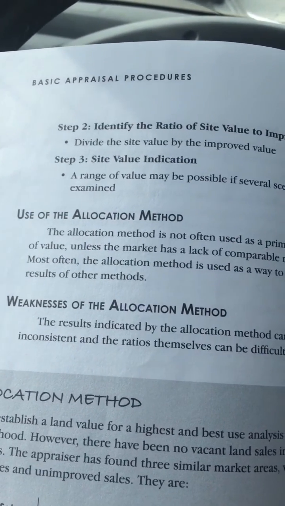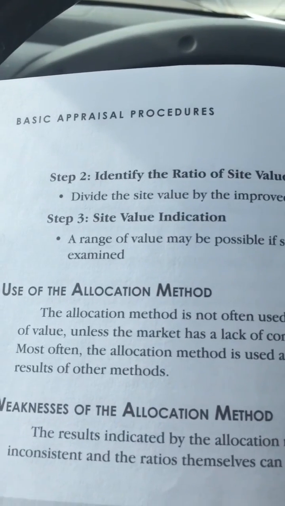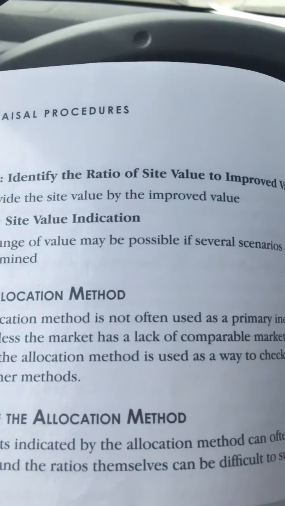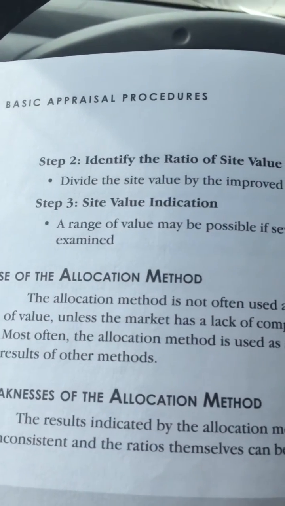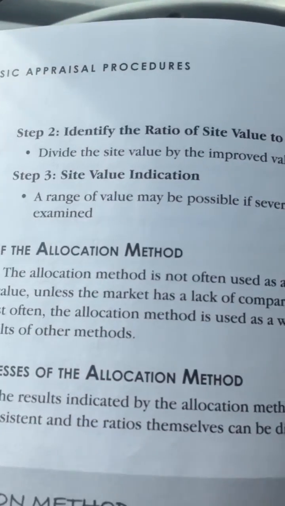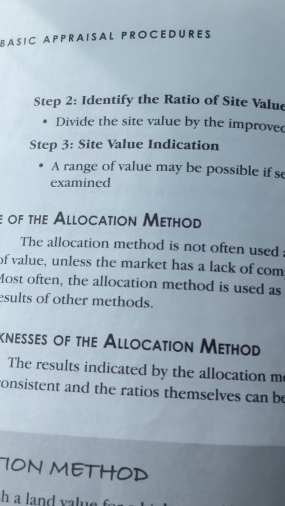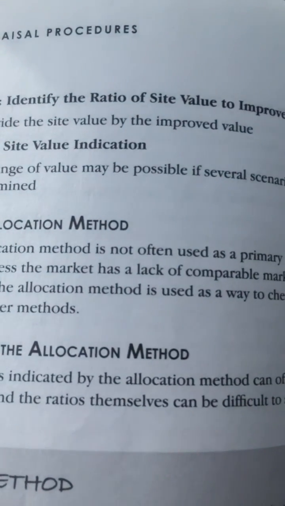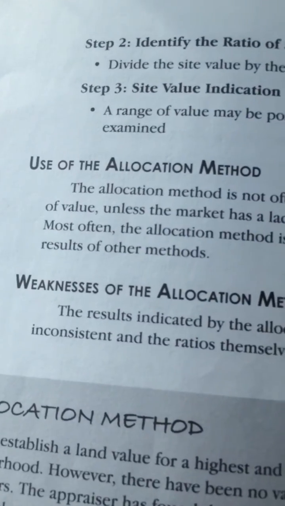Basic appraisal procedures, page 142. Step 2. Identify the ratio of site value to improved value. Divide the site value by the improved value. Step 3. Site value indication. A range of value may be possible if several scenarios are examined.